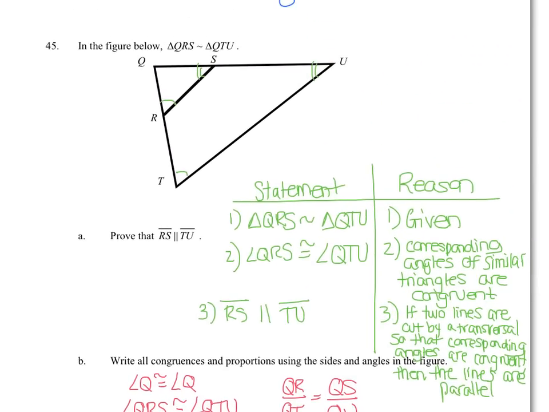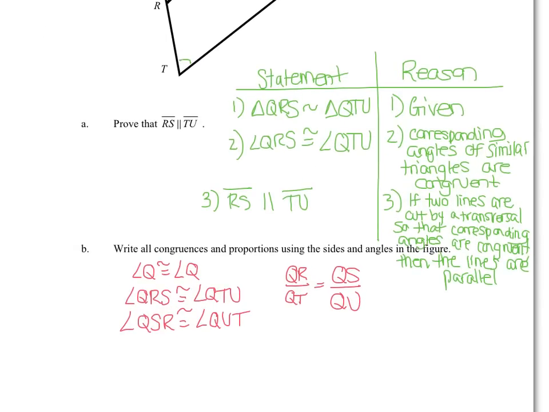Another one is going to be QR over QS is going to be equal to RT over SU. Or I can look at it, QR over RT equals QS over SU. Either way, QR over RT equals QS over SU.